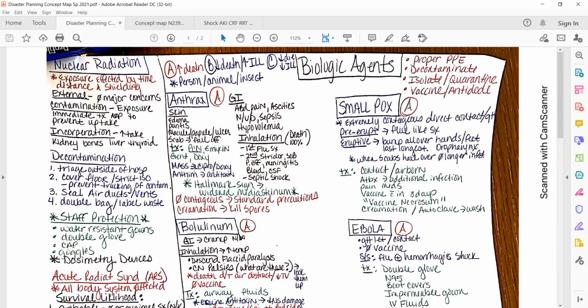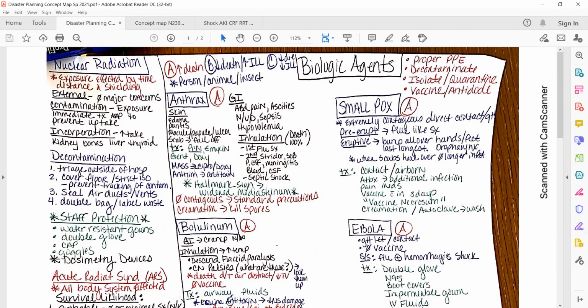Okay. And then there's the antitoxin. It's not contagious. So standard precautions, right? You don't have to put an N95 respirator on. Standard precautions and cremation because we got to kill the spores. So after death, cremation. Okay.